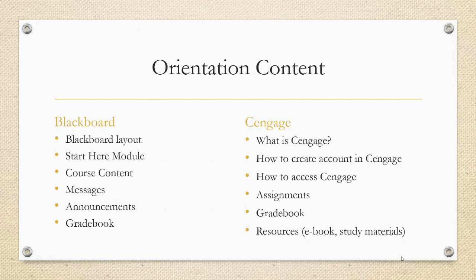Now in this orientation, there are two areas that we're going to be working off. One of them is Blackboard, the other one is Cengage. Blackboard is the platform that STC utilizes to communicate with students, and this is where we create our course. I am going to go briefly over the Blackboard layout, the Start Here module, the course content, messages, announcements, and the gradebook. In Cengage, I am going to explain a little bit of what Cengage is, how to create your account in Cengage, how to access Cengage, your assignments, your gradebook, and the different resources that are available within the software. Those are the two things that we're going to be mainly covering today.